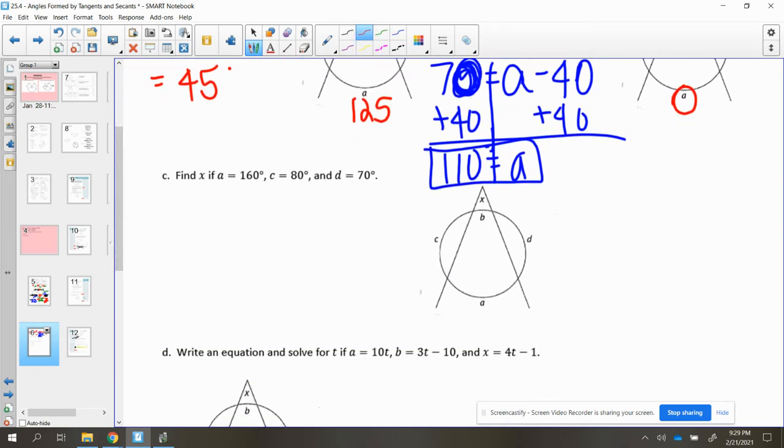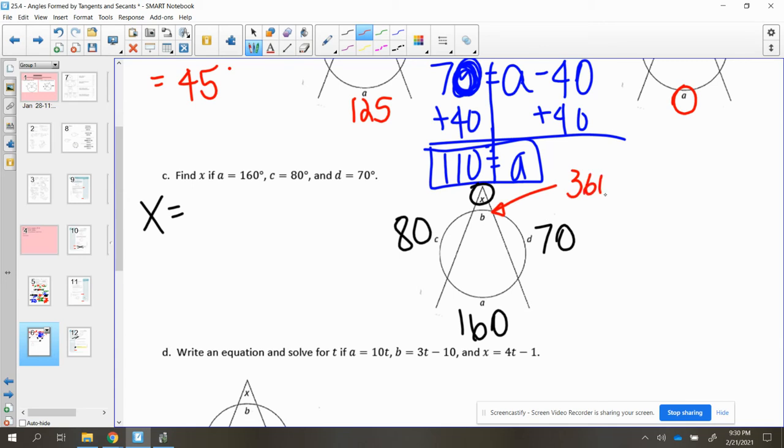Next one is asking us to find x if we know some other pieces yet again. So on this one, 160, C is 80, D is 70, and we want to find, again, our angle outside. So similar to what we had to do on the last page, the first thing we're going to have to do is figure out what our near arc is by subtracting from 360 the other 3 arcs that we do know. Together, those values would be 310, so our missing value is 50 here.